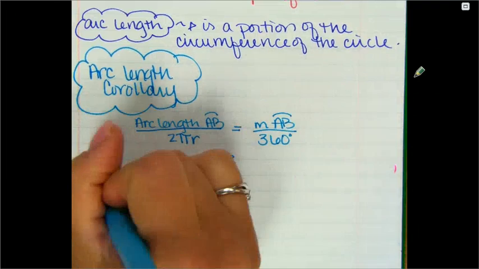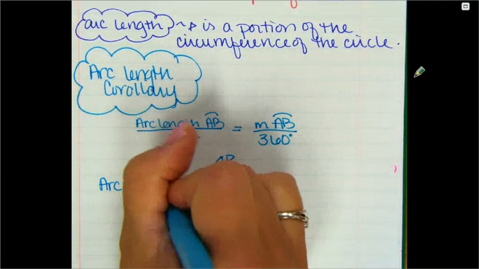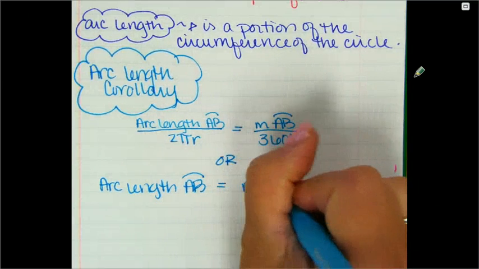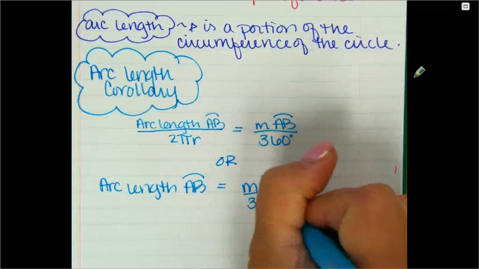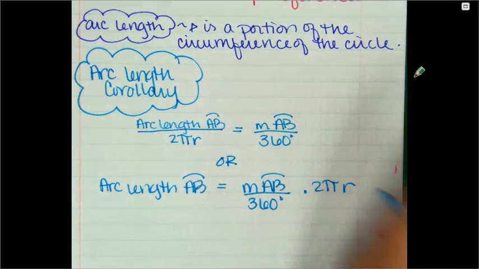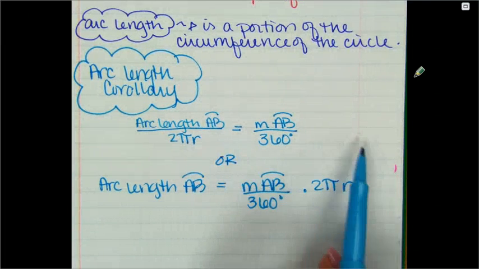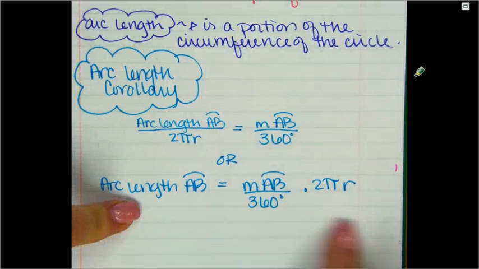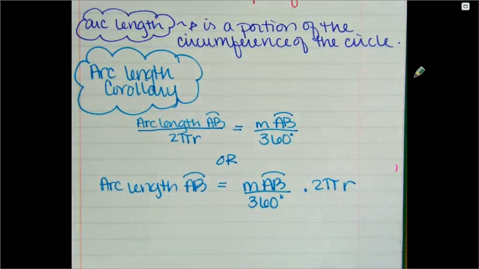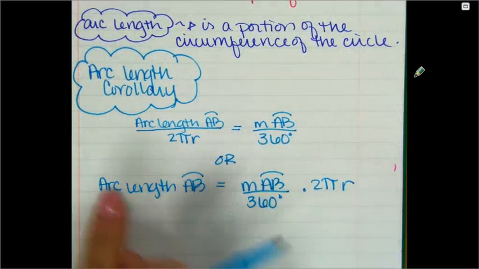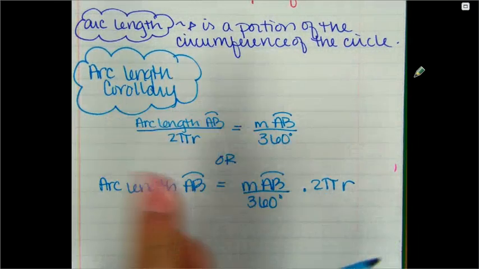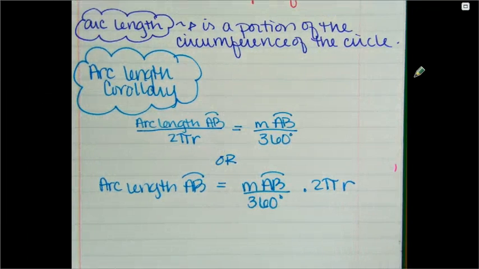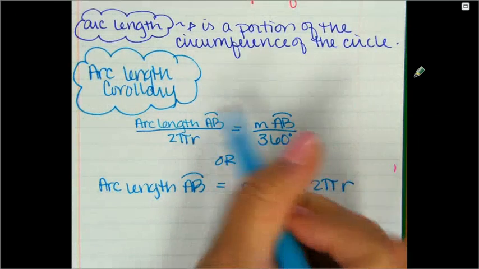Or we're going to write it to say the arc length of arc AB equals the measure of arc AB over 360 degrees times 2 pi r. It's the same exact thing, I just moved 2 pi r over to the other side. So if it's asking for arc length, this one makes more sense. Got it? If it's asking for like the measure of arc AB, then I'd plug it in here and do cross multiply. Okay, but you can use this one the whole time, it's up to you.